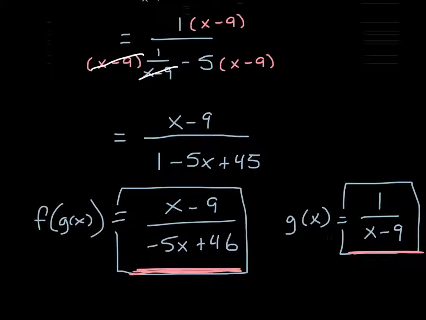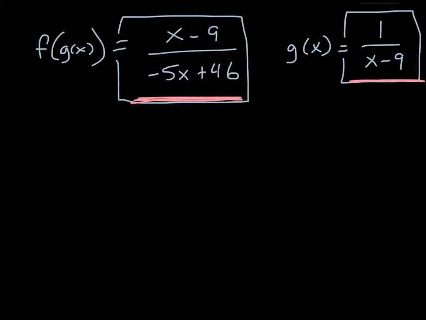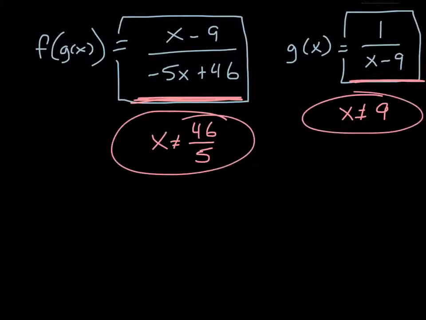And when we talk about domain again, the only thing we'll worry about are what math rules are we breaking. In both these cases, it'll be by division by 0. What we do next is set each of these denominators equal to 0 to find their restricted values. In this g of x, this is the easier of the two. In this case, x can't be 9. And in the composition, we set that denominator equal to 0. And I won't show that work, but what it will come out to be is 46/5. So these are our two domain restrictions, 46/5 and 9.